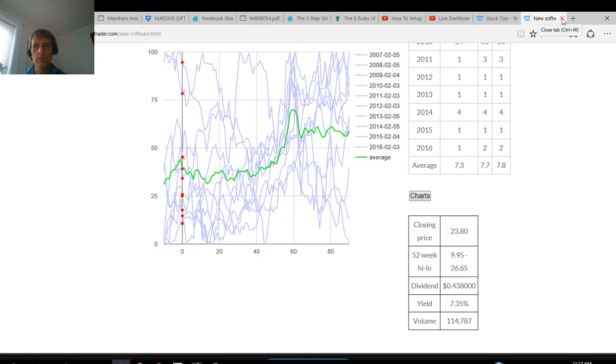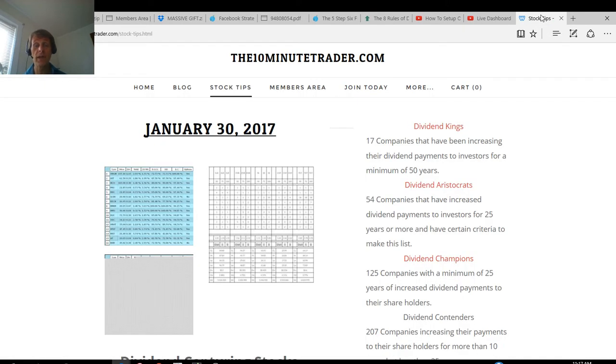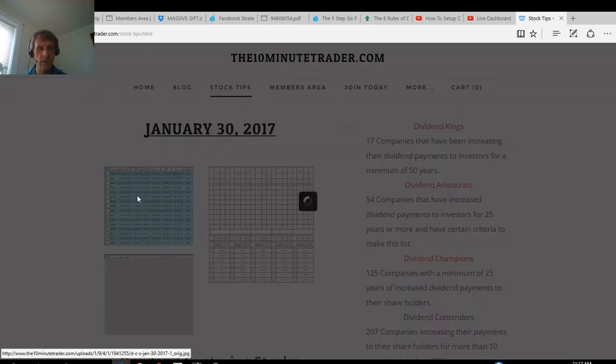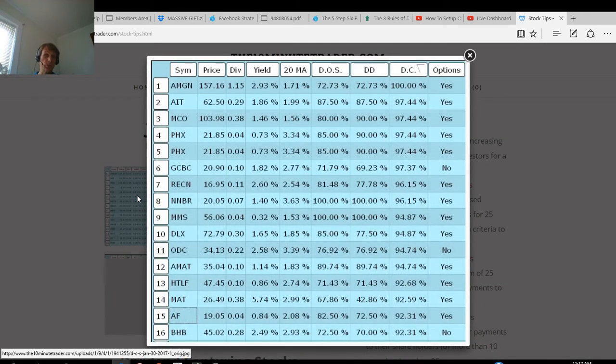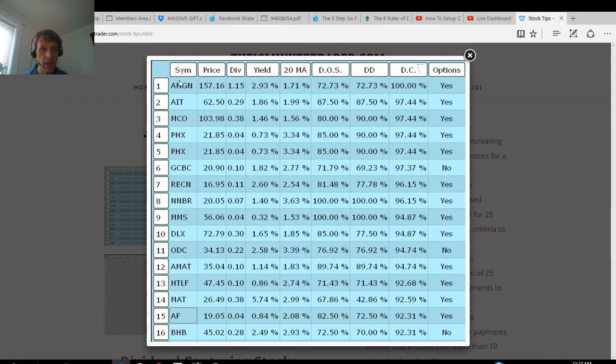Now also, as a member of the 10-minute traders membership, you get this email every week, because I go through it and I actually do it for you. I put it into all the software that I have. I clip-art it, I cut and paste it, so you can see what the software is actually reading, if you don't want to do it yourself.